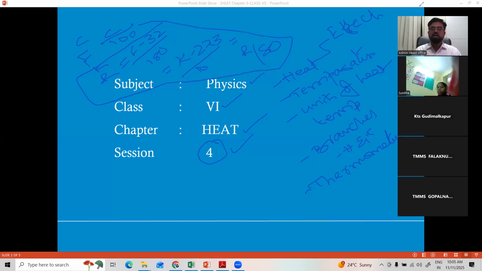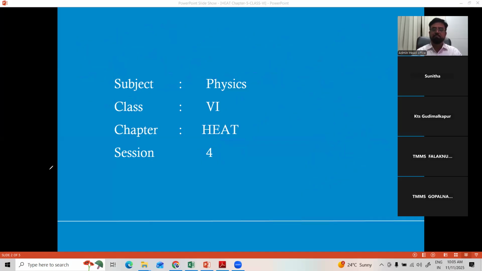And the effect of heat is temperature. When you are heating a body, its temperature either rises or decreases. So heat and temperature are relative terms. One is the cause, the other is the effect. Clear? That is totally what we learned till the last class.